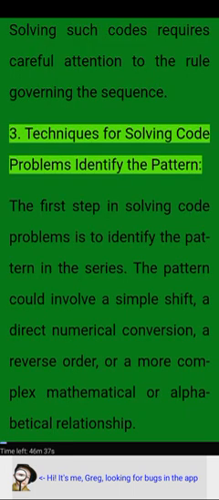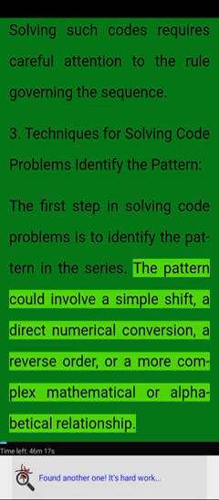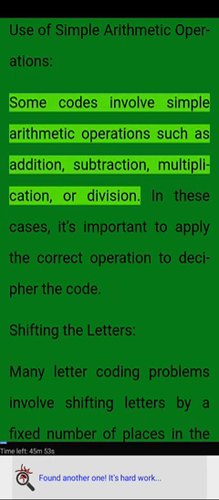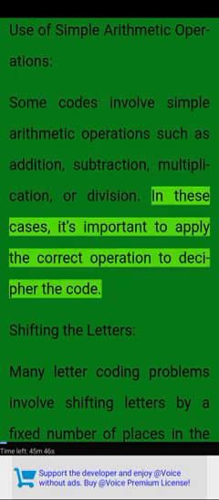3. Techniques for solving code problems. Identify the pattern. The first step in solving code problems is to identify the pattern in a series. The pattern could involve a simple shift, a direct numerical conversion, a reverse order, or a more complex mathematical or alphabetical relationship. Use of simple arithmetic operations. Some codes involve simple arithmetic operations such as addition, subtraction, multiplication, or division. In these cases, it's important to apply the correct operation to decipher the code.